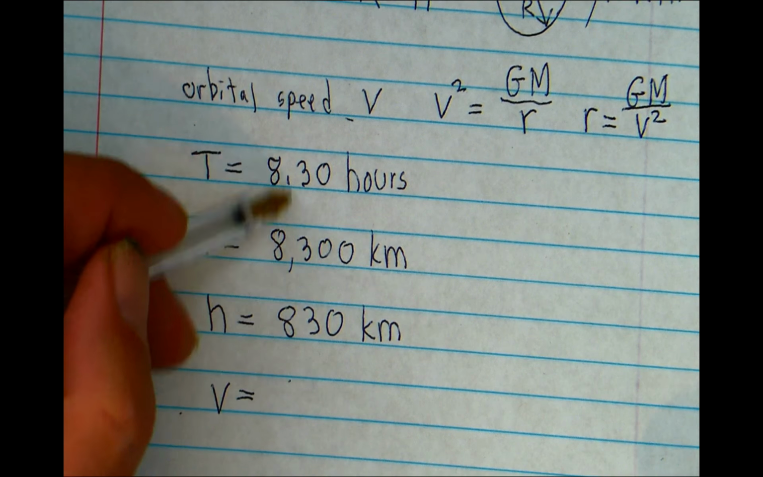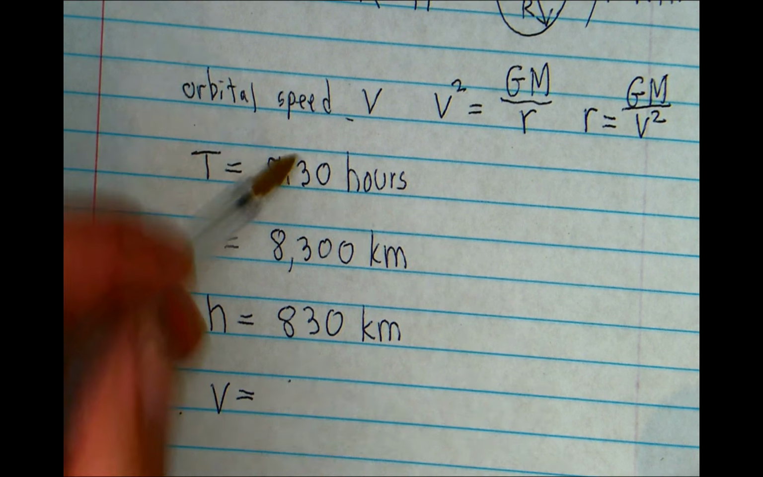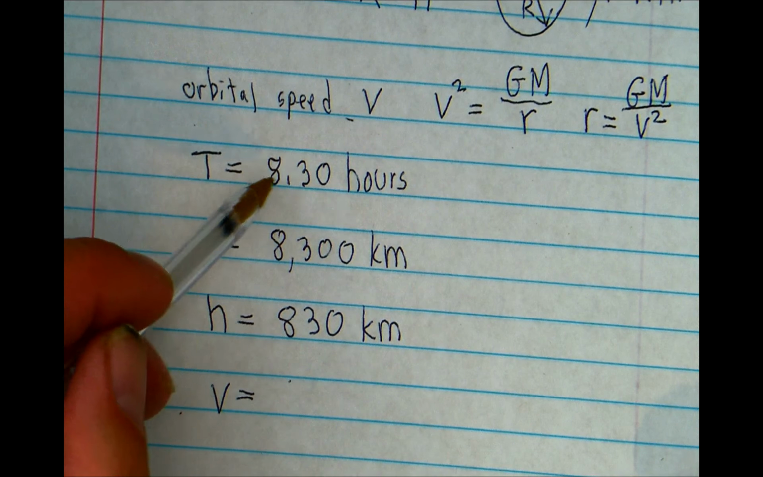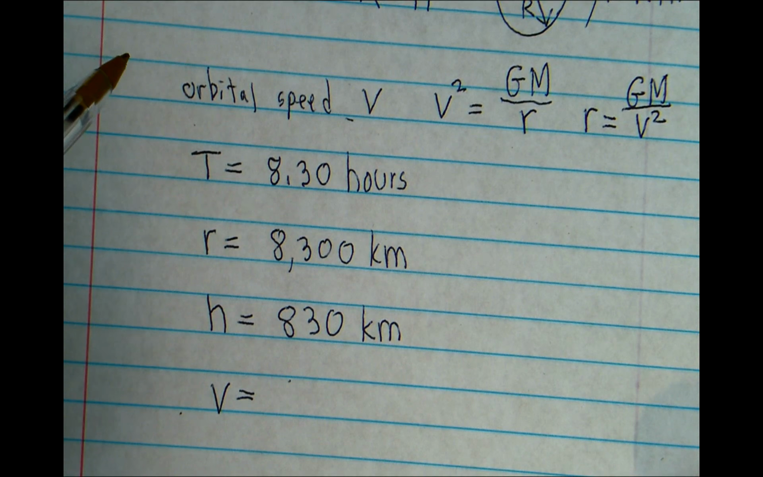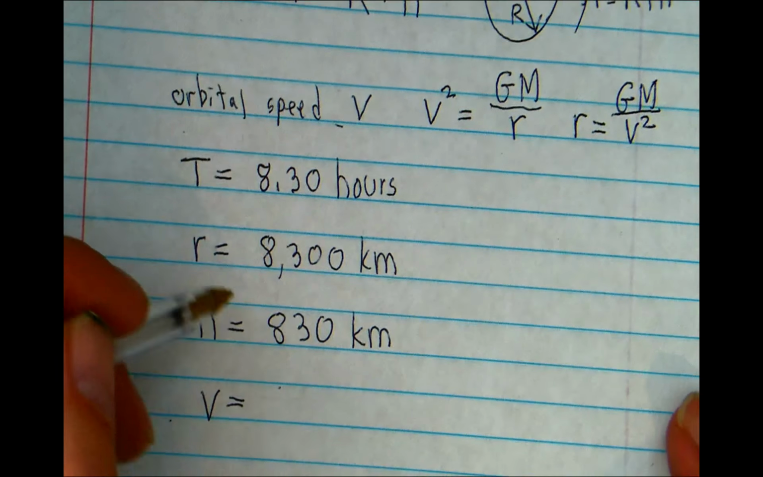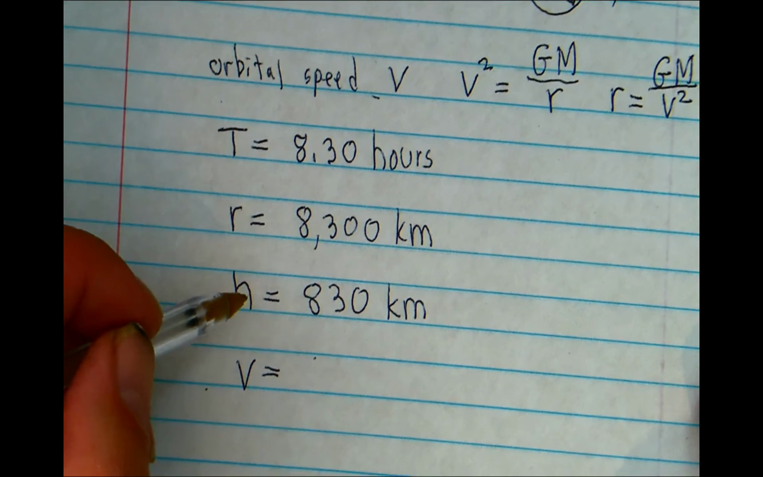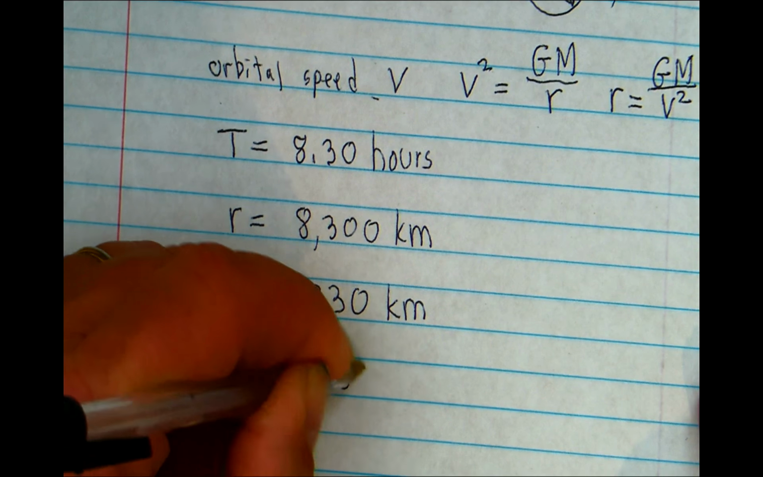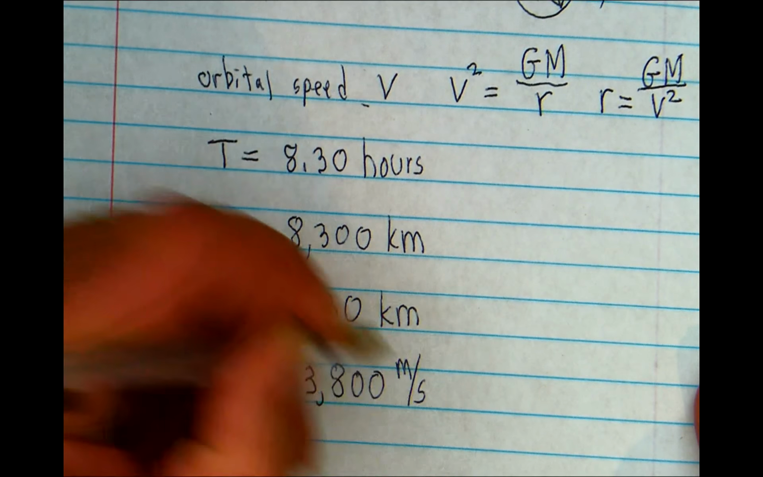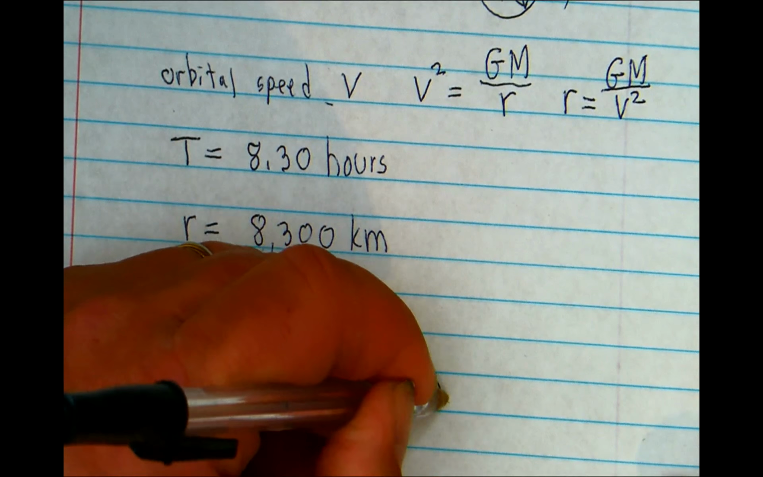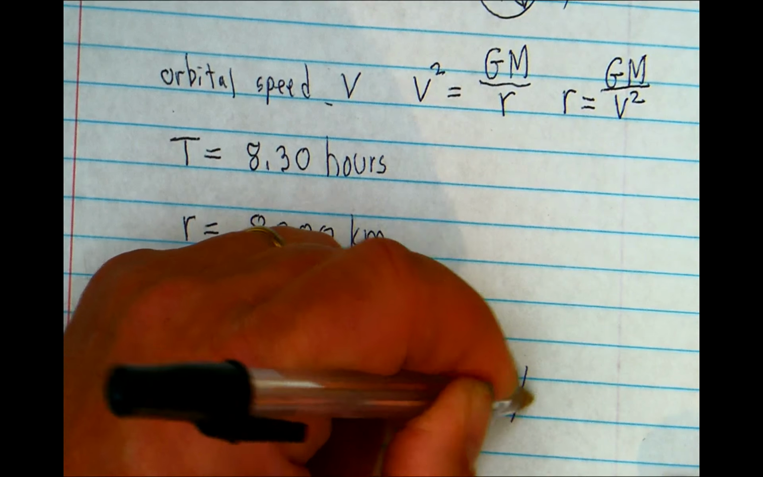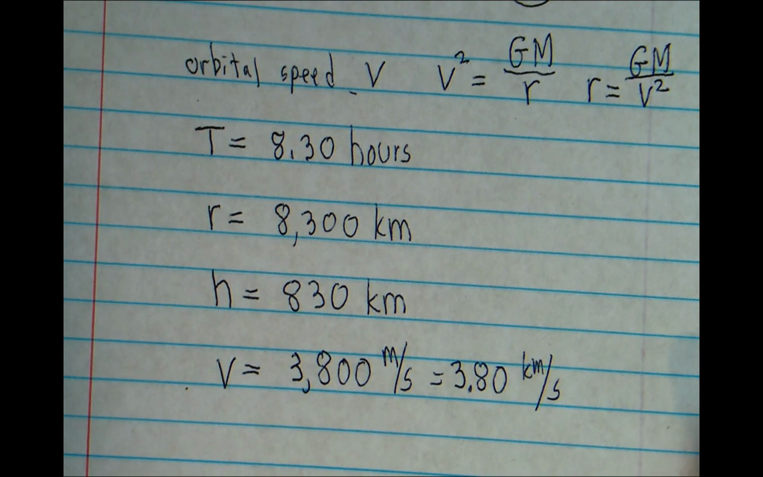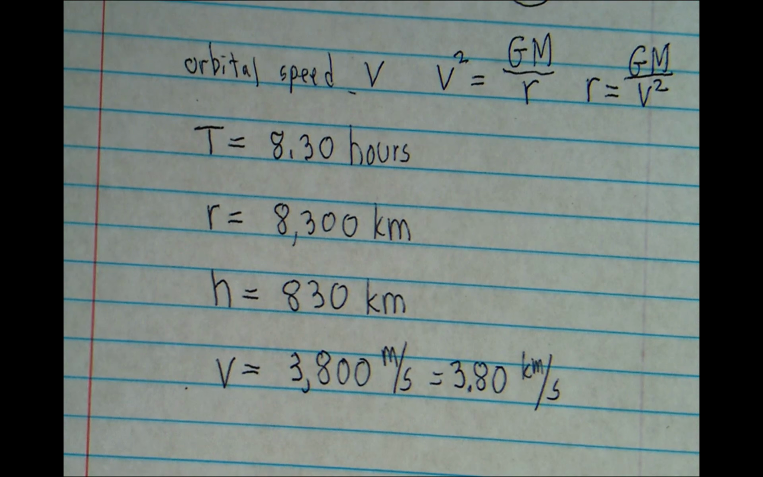If I make it 10 times higher, 8.30 kilometers per, good question, kilometers per second, it will be below the surface of the Earth. So here I need to make up some number. How about 3,800 meters per second? Or if you like, 3.80 kilometers per second. And in each case, STK is going to generate the orbit for you.